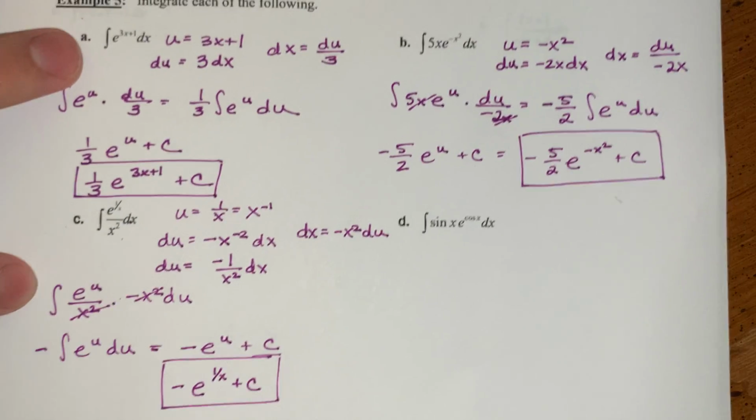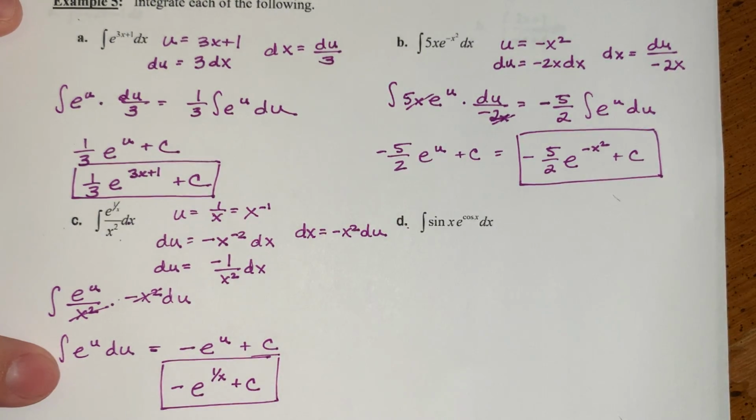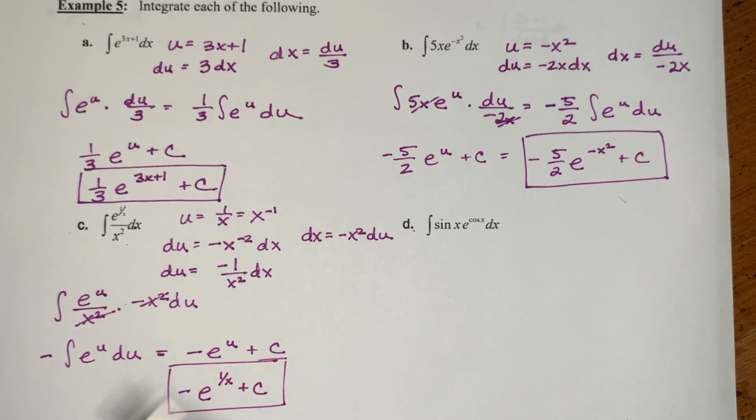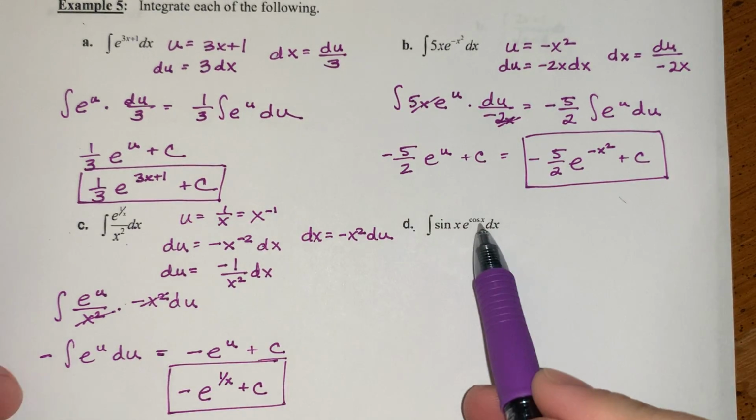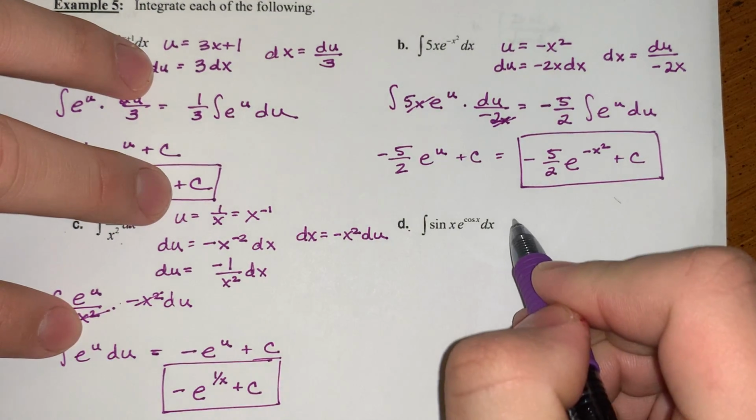All right, let's do this one. Now, again, we have our exponent is now cosine of x, and you should be quickly doing the derivative in your head. The derivative of cosine is sine, so yeah, it will end up canceling with that. So let's just do it.